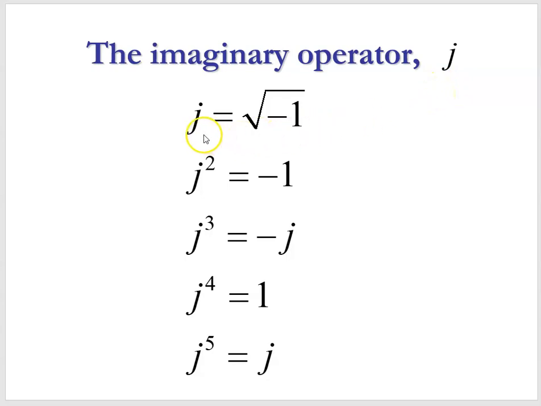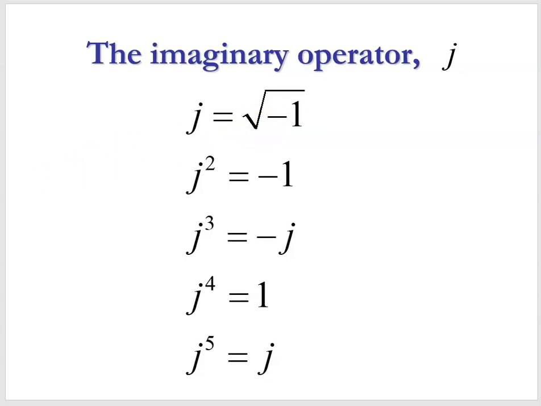So our complex operator J is the square root of -1. So when we square J, we end up with -1. If we cube J, however, we end up with -1 times J, so we end up with -J. And then if we multiply that by J again, J to the 4th is equal to 1, and J to the 5th then is equal to +J. So not always obvious, but clear if you understand that J is equal to the square root of -1.